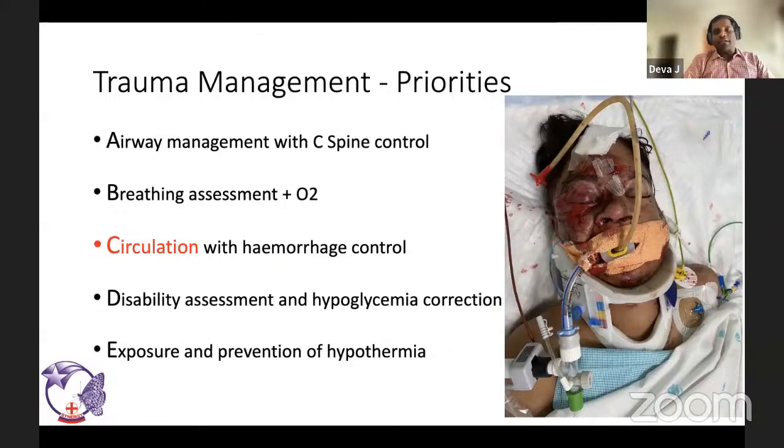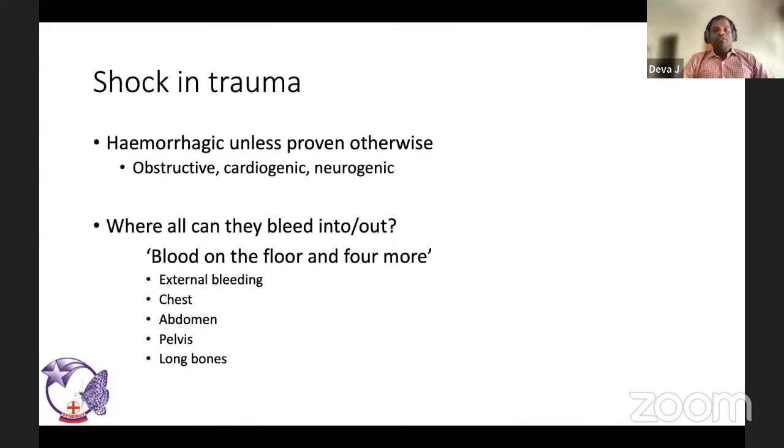So the general principles of management in trauma are A, B, C, D, E. My talk specifically is going to focus on C management. Circulation in trauma is all about shock, hemodynamic shock. As you all know, shock is the inability of the circulatory system to perfuse the organs or to provide oxygen and the nutrients needed for the organs and the tissues. In trauma, it is hemorrhagic shock unless proven otherwise. If a trauma patient is in shock, it's got to be hemorrhage. You have to rule out hemorrhage before you put it down to any other cause. That's the bottom line.